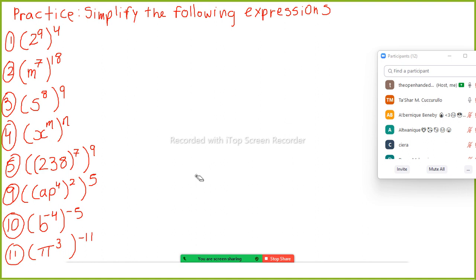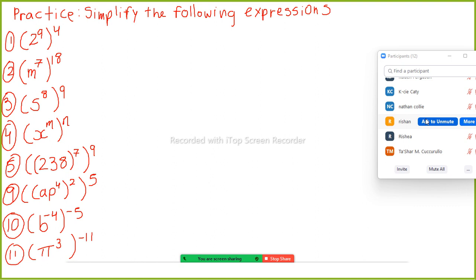You all have less than 30 seconds left. All right, so I'm going to start from the bottom this time and then go up. All right, that's time. Look at the time.